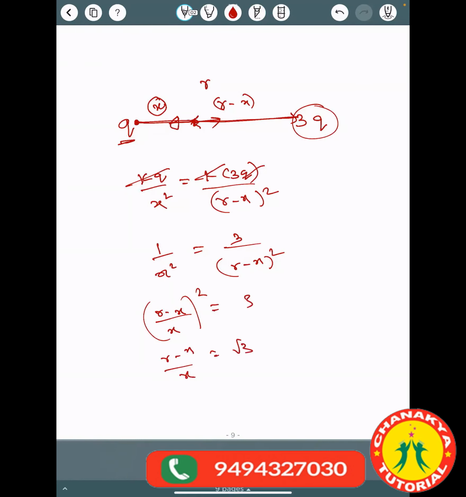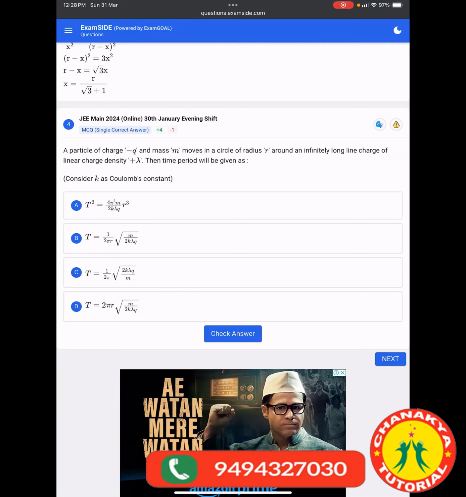A particle of charge minus q and mass m moves in a circle of radius r around an infinitely long line charge of linear charge density plus lambda. Then the time period will be given as? So they are saying there is a charge minus q and mass m that moves in a circle of radius r around an infinitely long line charge of linear charge density plus lambda. This is a bit difficult question. Let us see what it is. We have to just go through the basics.